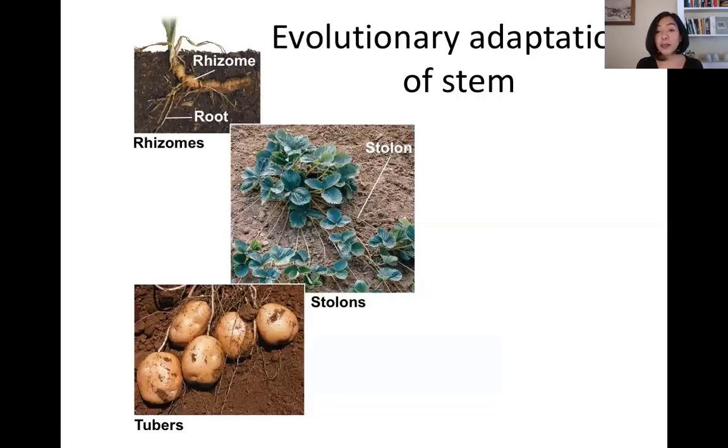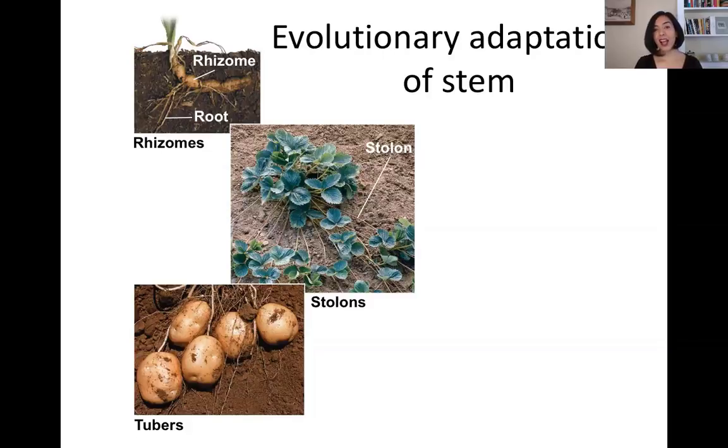Now, there are also adaptations of the stem, and some plants have developed rhizomes. So in this case, we have a plant, and you can see the rhizome is actually a modified stem. It looks like a root, a very thick root, but it's not a root. That's an underground stem, and from it, the roots can emerge. So these are real roots. But this part is the rhizome, and that's a stem.